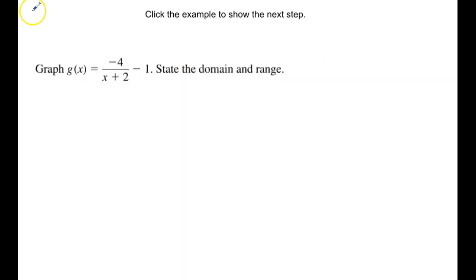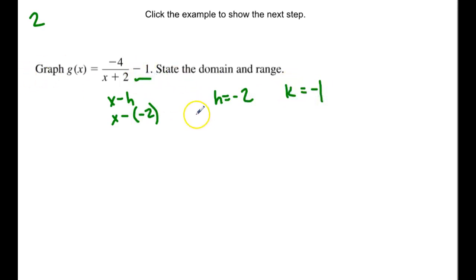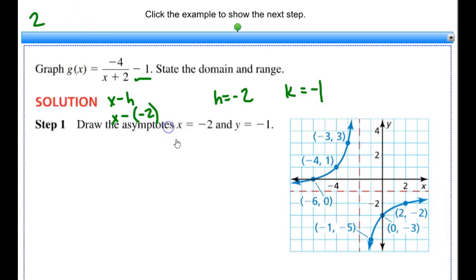And here is example number 2 in your book. So I'm supposed to graph this function and state the domain and range. So the first thing I want to do is find my asymptotes. So I always know that my denominator is going to be x minus h. So to rewrite this, it's going to be x minus a negative 2, right? Because I have a plus 2, so I know my h is a negative 2. So my h is a negative 2, and my k value is a negative 1, right? Because that's what's out here all by itself. So that's my first step when I do this.